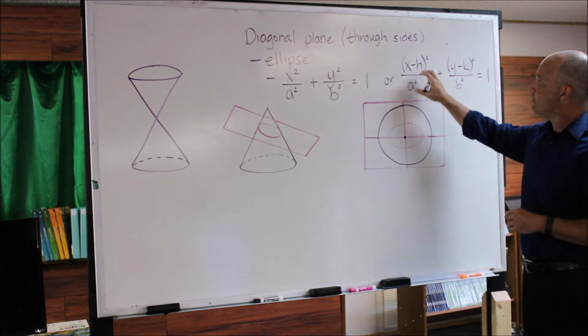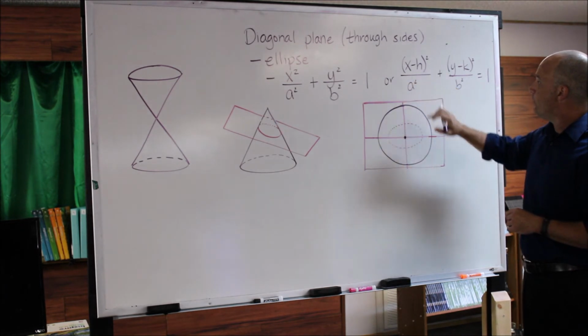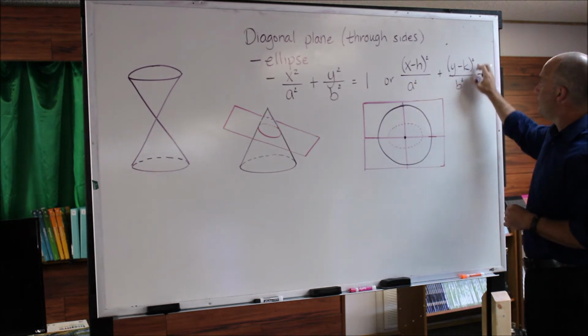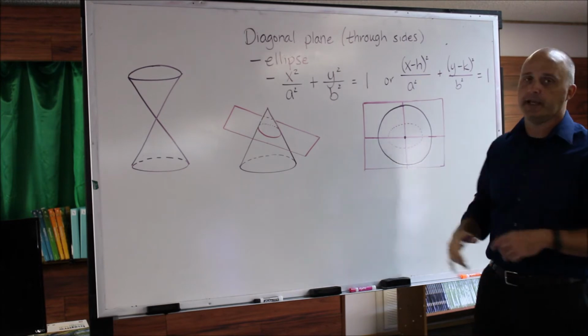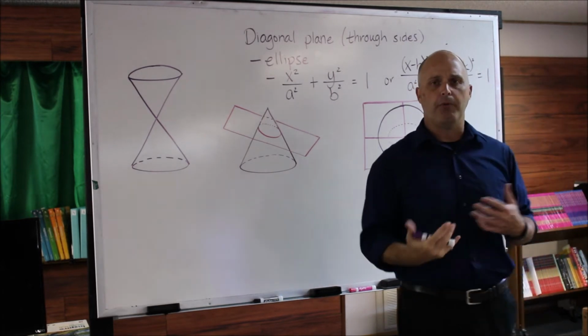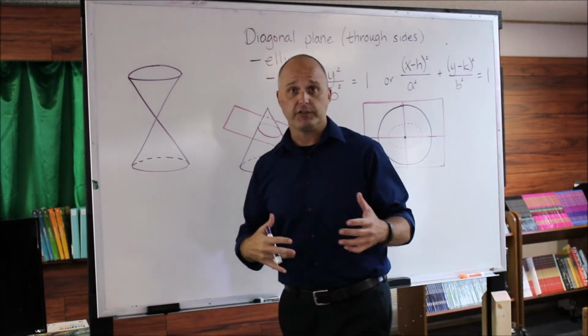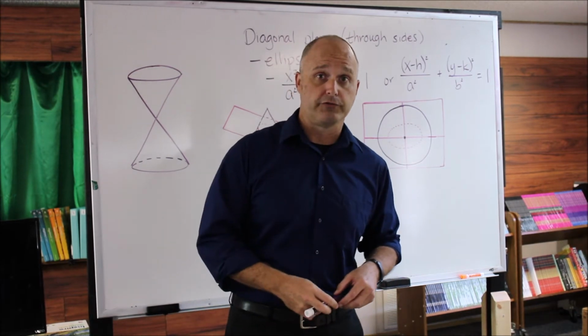The vertex form is going to be (x minus h) squared over a squared plus (y minus k) squared over b squared equals 1. So again, we see that both of these equations look very, very similar to the ones that we've already seen for circles.